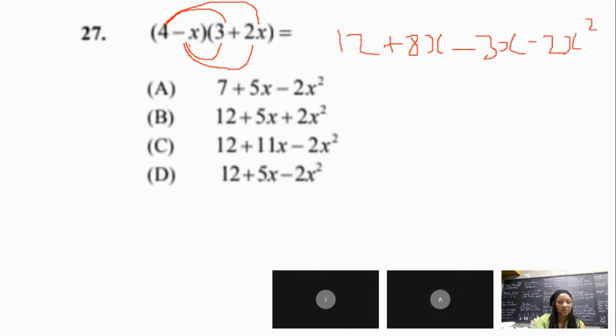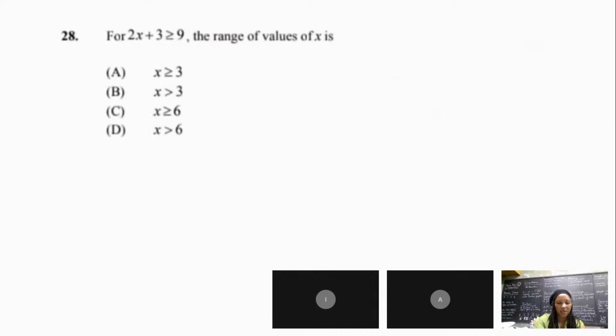Okay. And so we can say 8x minus 3x is 5x. So our answer would be 12 plus 5x minus 2x squared, which is D. Letter D. All right. Imani.